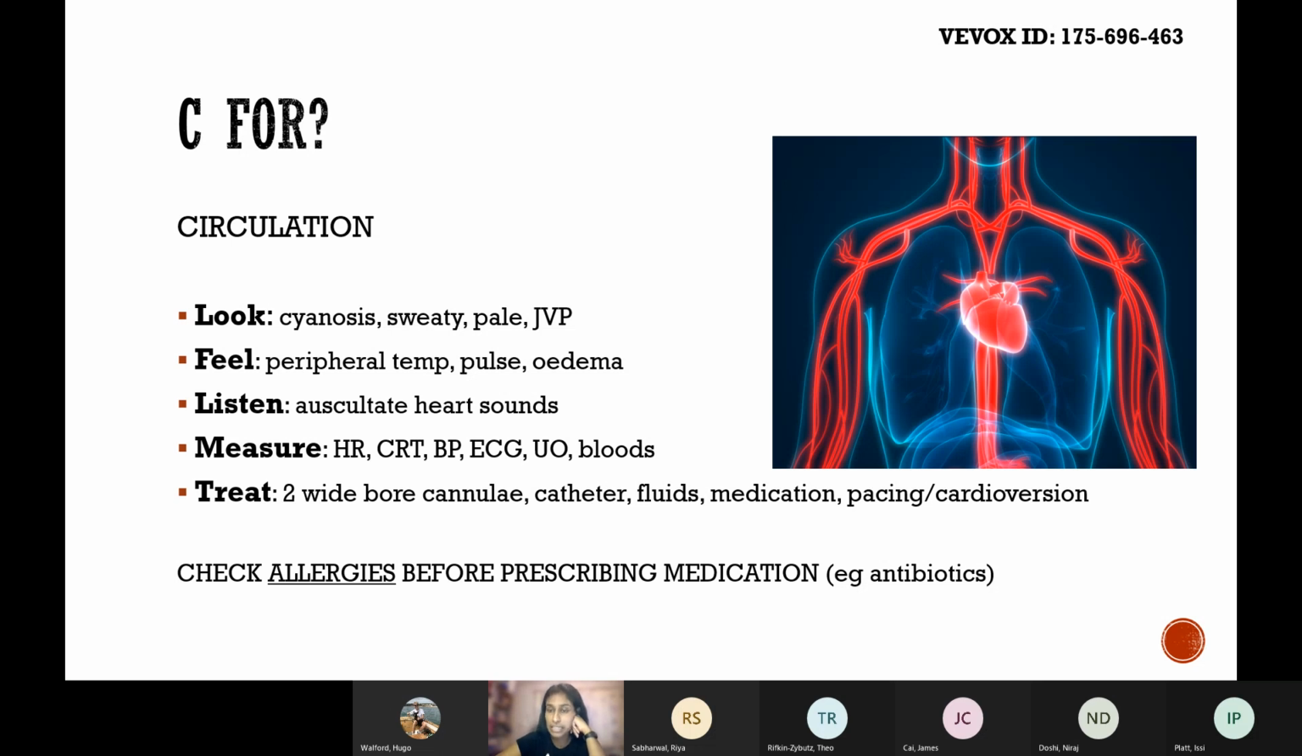And in terms of treating, especially if you've got things like a low blood pressure, you want to be giving them a fluid challenge. So in order to do that, you need access into the circulation. So the classic is putting in 2 wide bore cannula into the antecubital fossa. So that's another thing that's really important you establish. We spoke about catheterization, giving fluids, medication at this point as well will be relevant, and considering cardioversion.